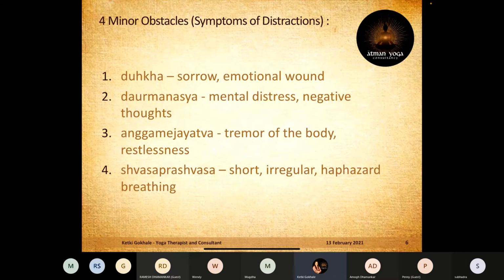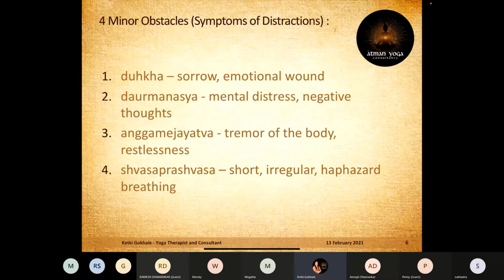And also, it reflects in our breathing, that is shwasa prashwasa. So your breathing is also not regular and disciplined, but it is very short, irregular, haphazard breathing. So that instability instead of stability in mind for any reason has a direct impact on our life force energy and diverts it towards irregular speed of breath or prana.